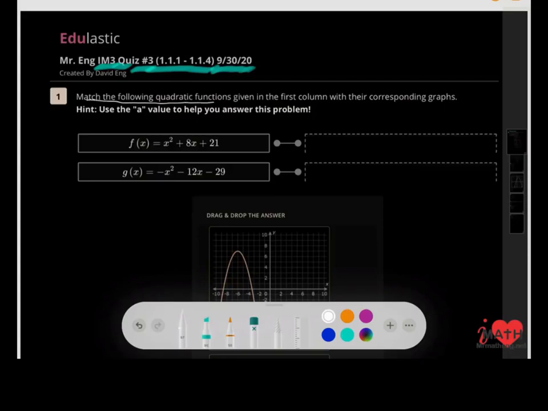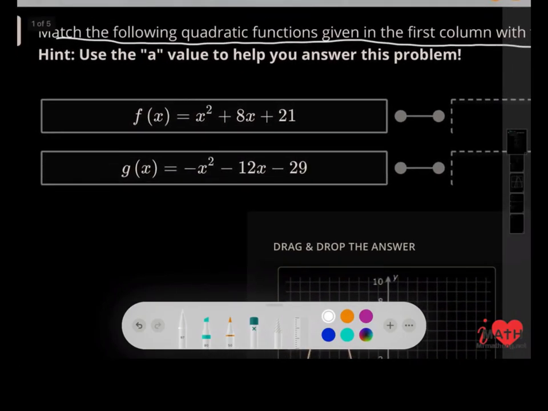Match the following quadratic functions given in the first column with the corresponding graphs. Okay, so here I have 2 functions that are in standard form. How do I know this is in standard form? Well, I notice that there are no parentheses. What does that mean? You're going to have the standard form from your foldables: ax squared plus bx plus c.